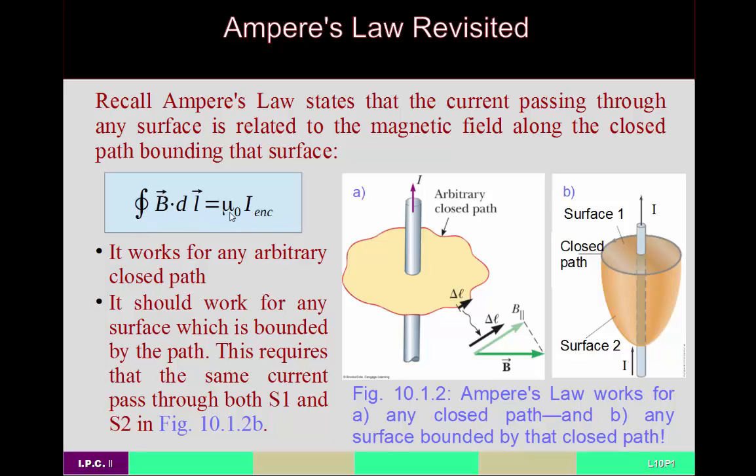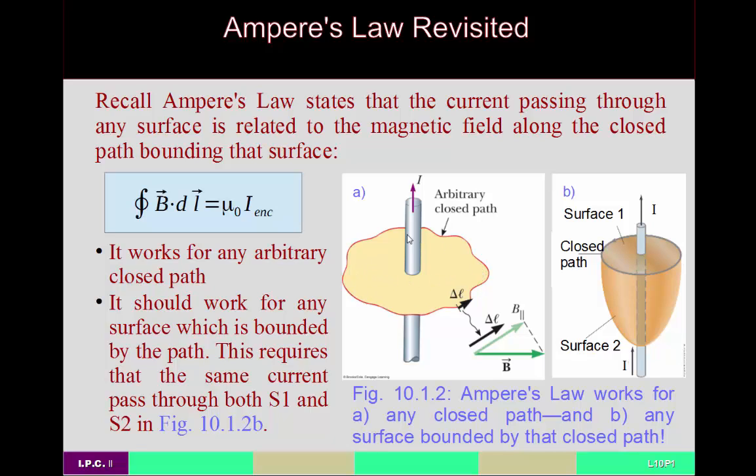The integral of B dot dl equals mu naught I enclosed. So this is Ampere's law. You know it. Hopefully you love it. This works for any arbitrary closed path. So here's your arbitrary closed path. What we didn't state explicitly when I previously unpacked this equation was that it works also for any surface which is bounded by this closed path.